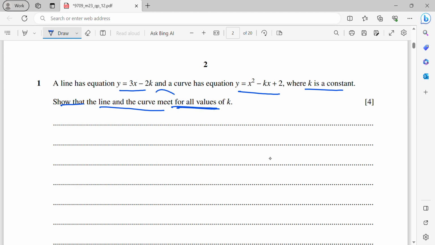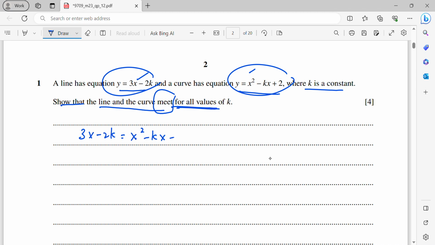Okay, so when we are showing the curve is meeting the line, that means that is the intersection points. Now we have to solve the simultaneous equations. So I will let the first y equal to the second y. Therefore I will start with 3x minus 2k equals x squared minus kx plus 2.